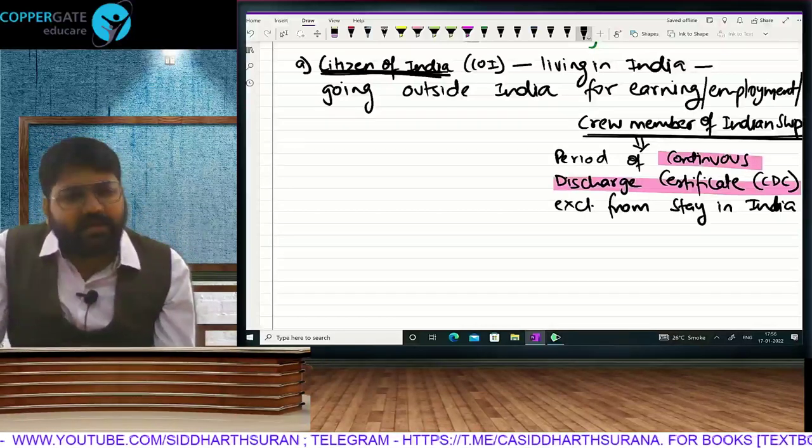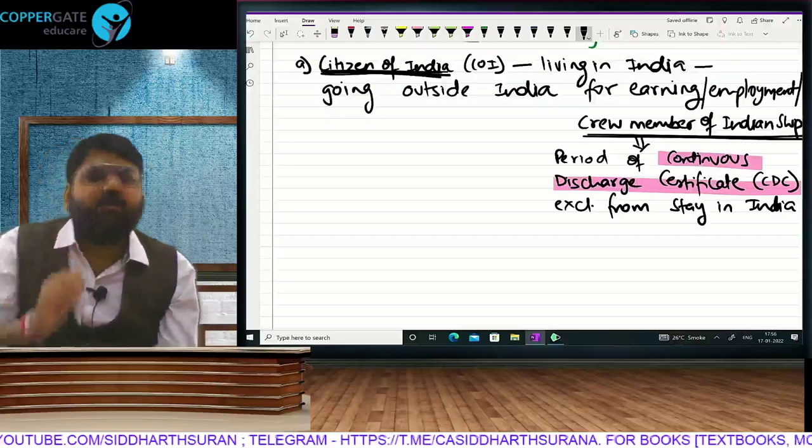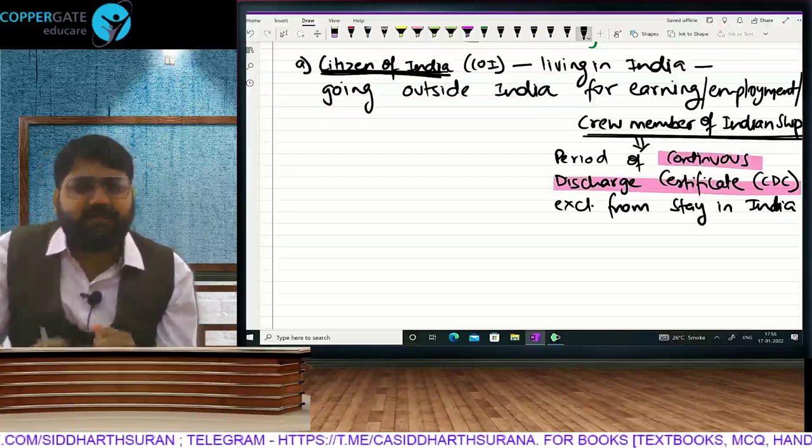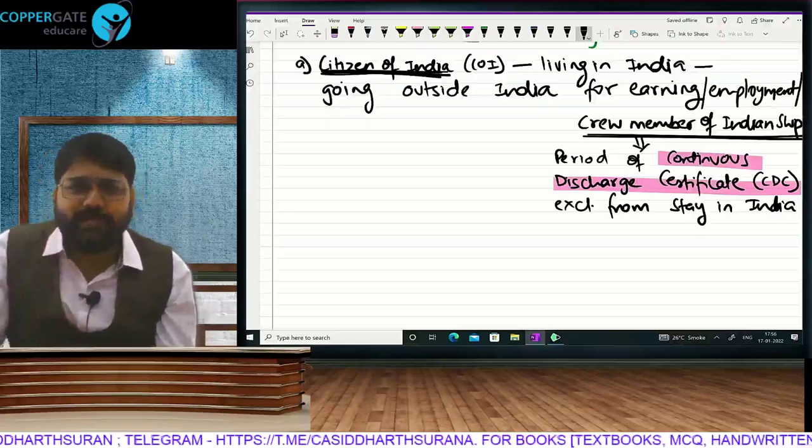So, whenever I go to these outstation assignments, I work on Sundays also. Common sense. If it's a 15-day batch, there are going to be 2 Sundays minimum.